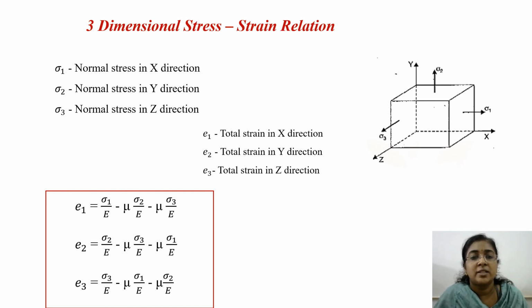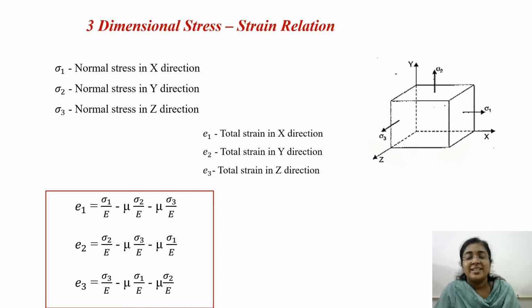Here sigma 1 represents the normal stress in x direction, sigma 2 normal stress in y direction, sigma 3 normal stress in z direction, and E1, E2, E3 the total strains in x, y and z directions. E1 is given by sigma 1 by E minus mu into sigma 2 by E minus mu into sigma 3 by E. Whereas E2, the strain in y direction, is sigma 2 by E minus mu into sigma 3 by E minus mu into sigma 1 by E. And E3, the strain in z direction, is sigma 3 by E minus mu into sigma 1 by E minus mu into sigma 2 by E.